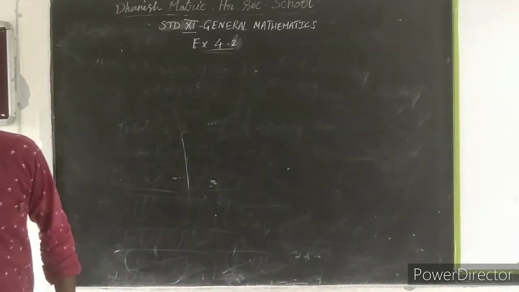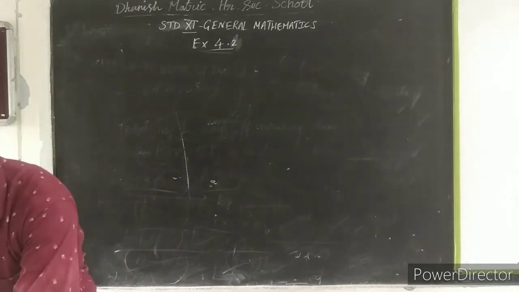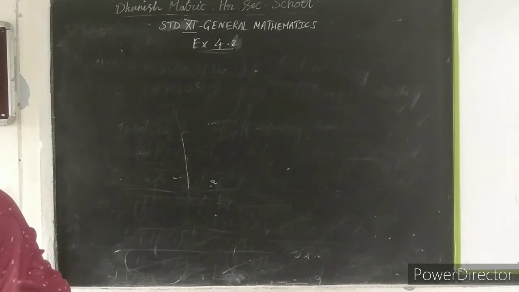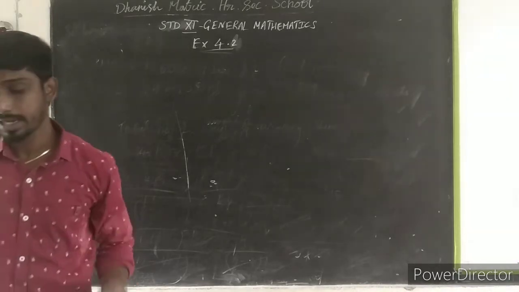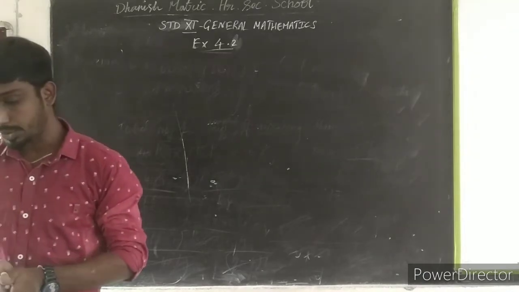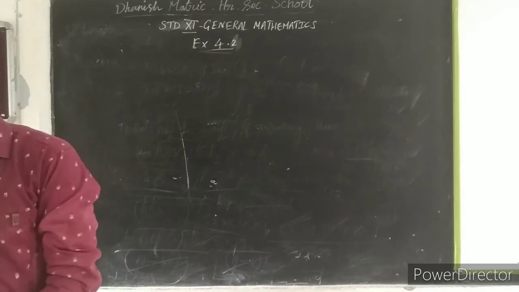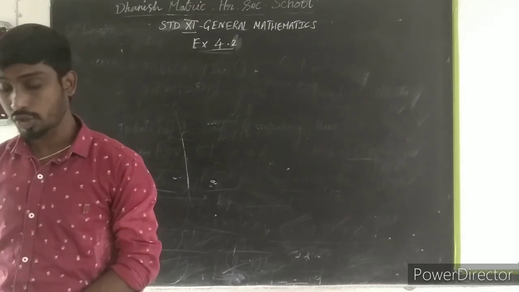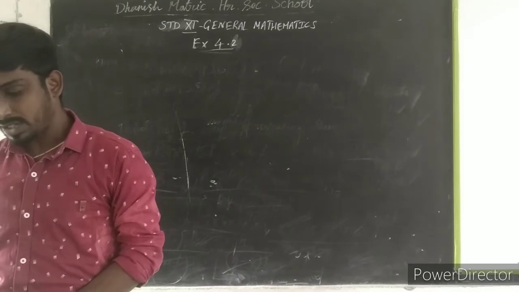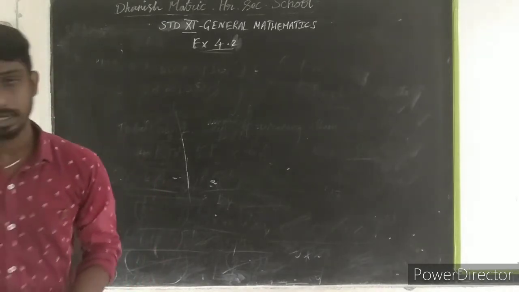So listen here. A test consists of 10 multiple choice questions. In how many ways can the test be answered? Each question has 4 choices. What is the first subdivision here? Each question has 4 choices. Let me solve this one.